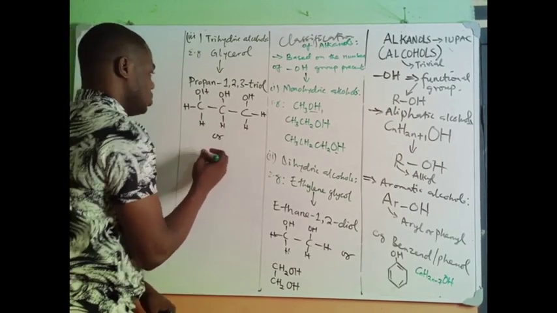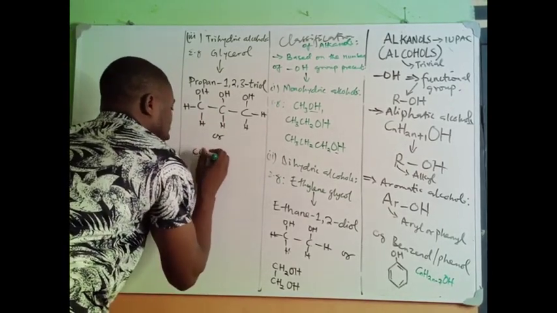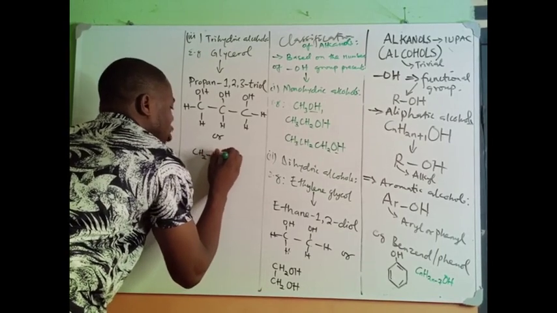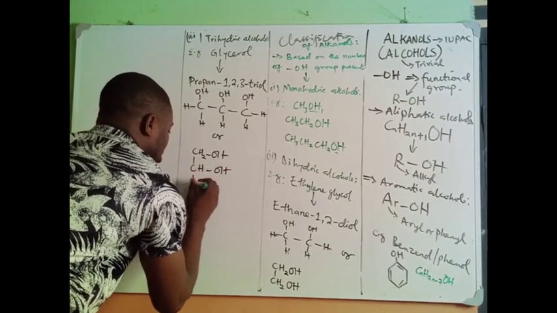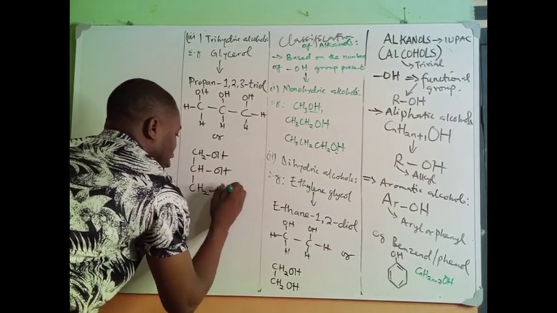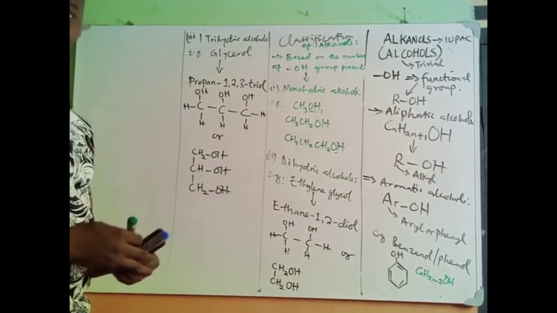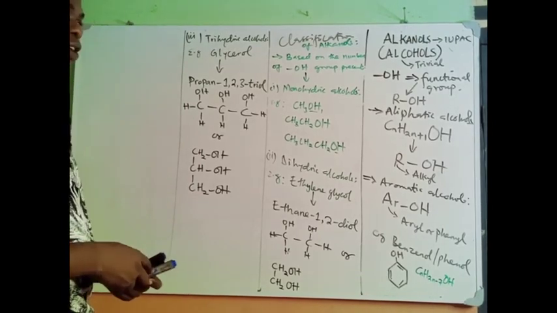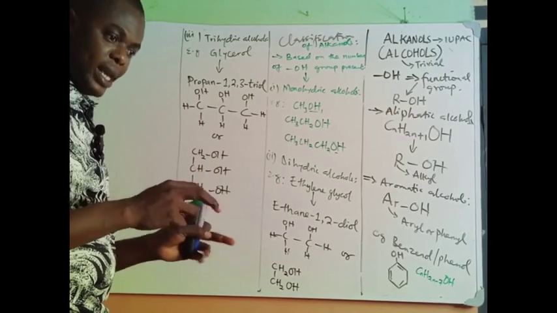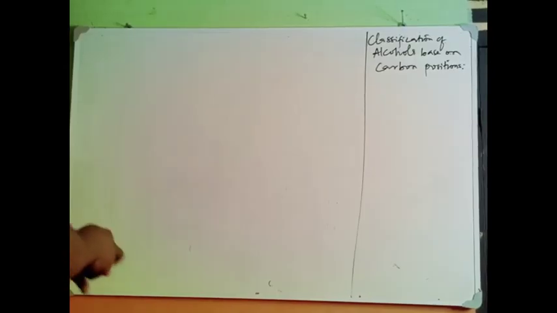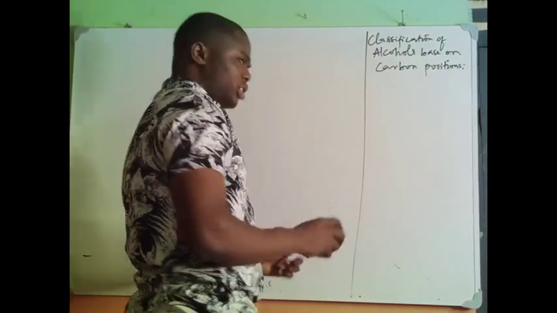Or you can put it this way. You can put it CH2OH. CH2OH. That is what we call trihydric alcohol. Trihydric alcohol. We have 1 mono, 2 di, 3 tri. Classifying alcohol based on carbon position.